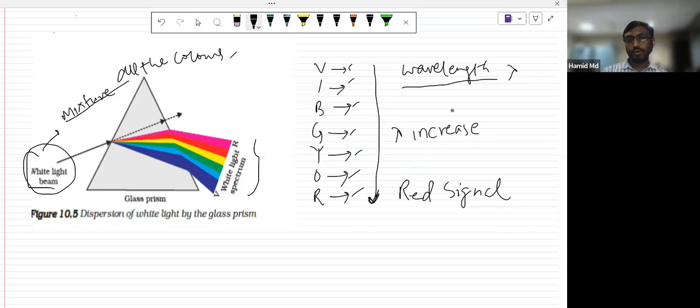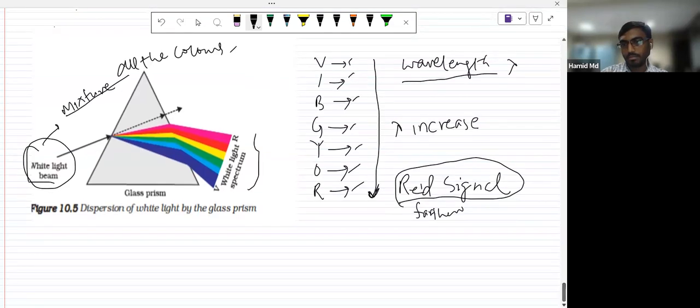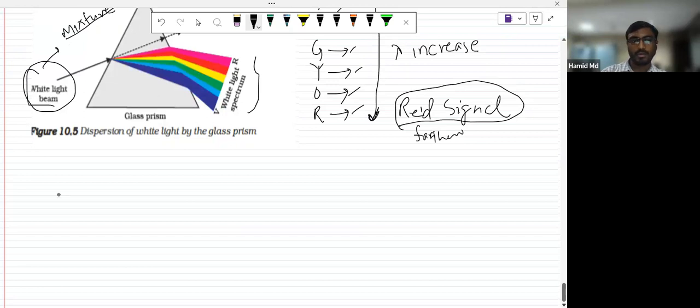So my question was, why is red light used at a red signal? Sir, as it can be seen from a distance. Of course, it can be seen from a farther distance. It has the maximum wavelength. So if the wavelength is maximum, the scattering of light will be minimum. Got my point? Yes, sir.